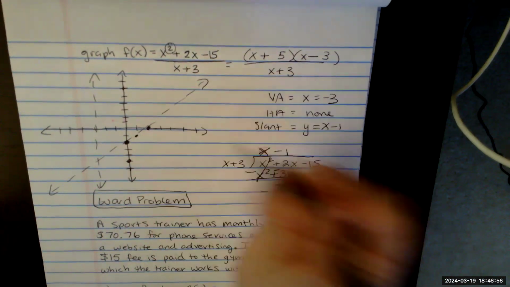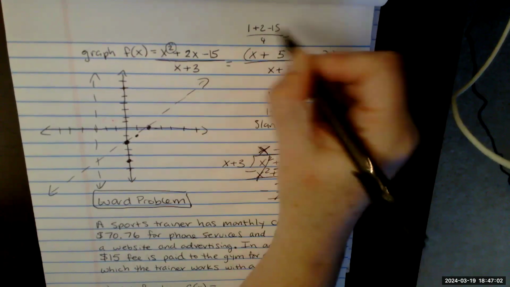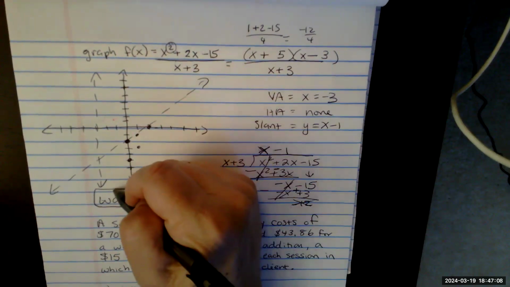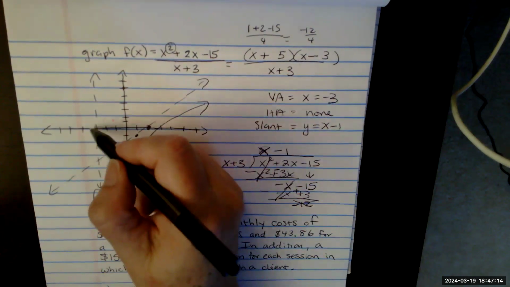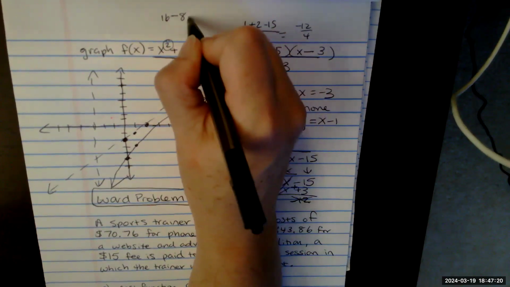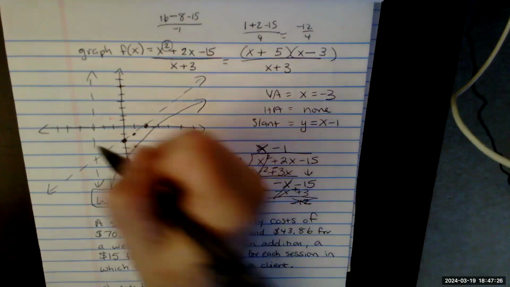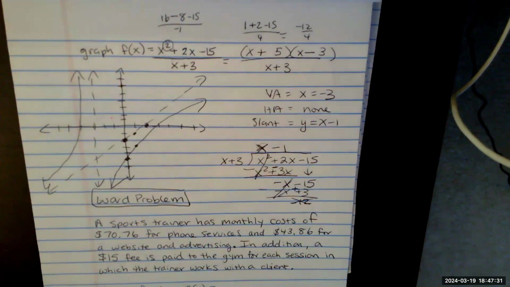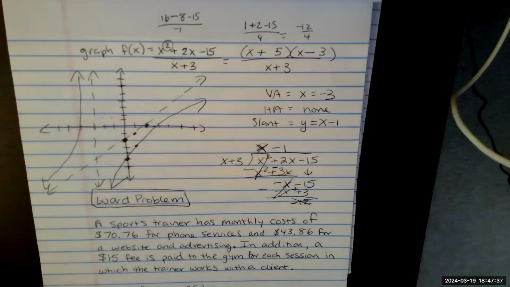If I plug in 1, I get -3. So it's doing something like that. And then on the other side, if I plug in -4, I get 7. So I'm up here. So it does something like this. But again, if you guys give 2 points on this side and 2 points on this side, Alex will draw it for you.